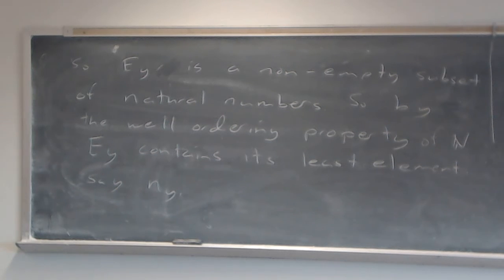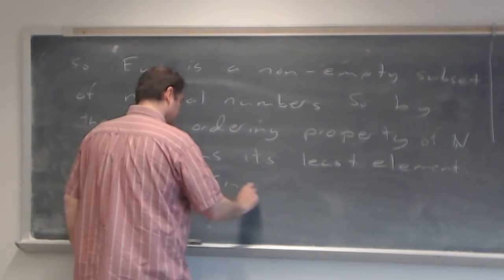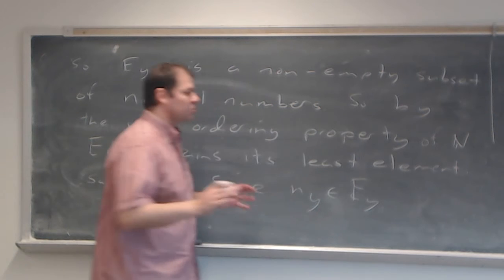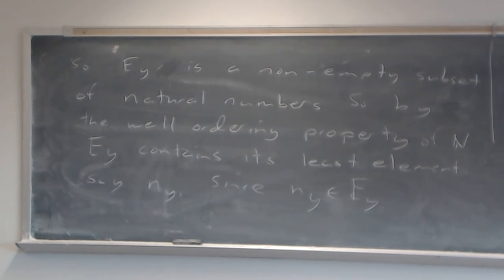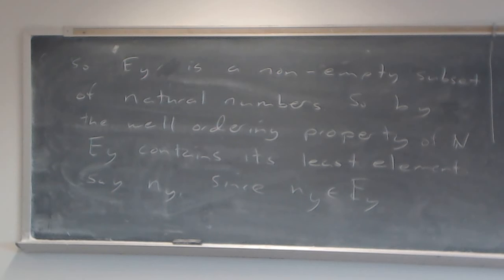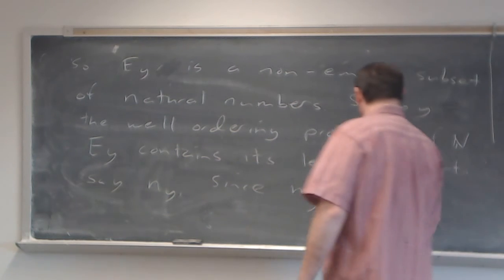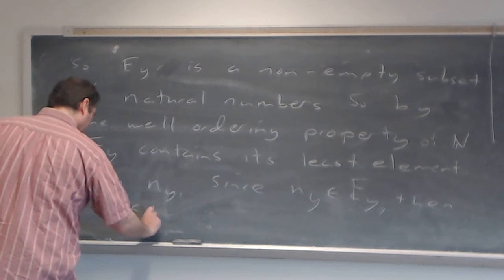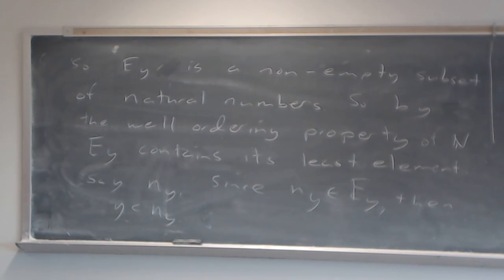Okay. Now, since n sub y is an element of E sub y, what things do we know? n sub y is a natural number, because that's what it means to be in E sub y. But what else does it mean to be in E sub y? Look back at the definition of E sub y. Got to be a natural number. And what other property do you have? You're bigger than y. And that's what I want to emphasize. Is that okay with everybody?